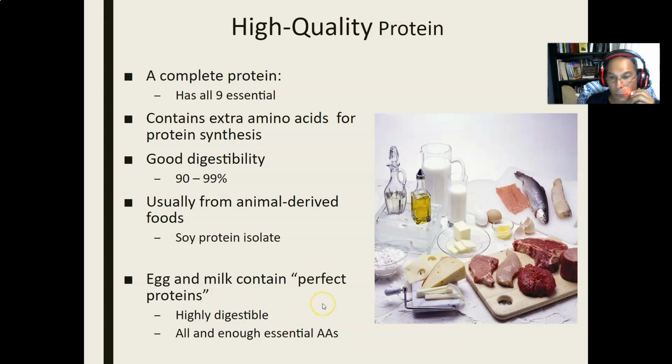The ones that we call perfect, and don't yell at me, I know some of you are vegan and vegetarian, this is just the messenger telling you what we believe, are egg and milk. Egg is almost completely digestible. Milk is almost completely digestible, the egg protein. And then if you ask, are all 9 essential amino acids in the milk or in the egg? They are. And of each one, there's a lot.